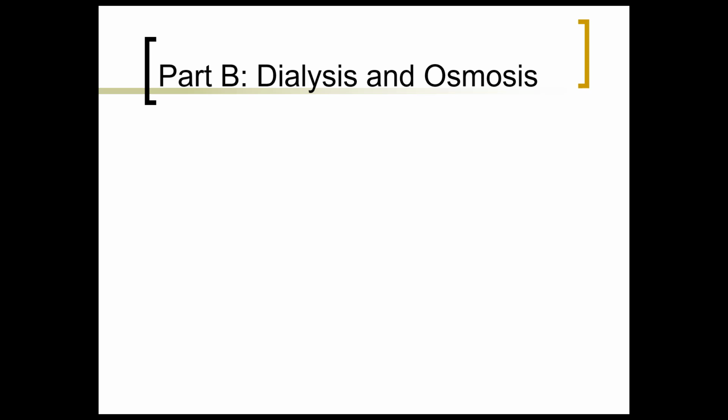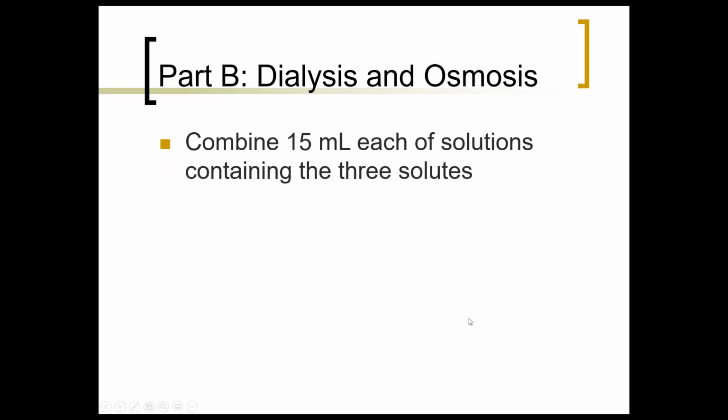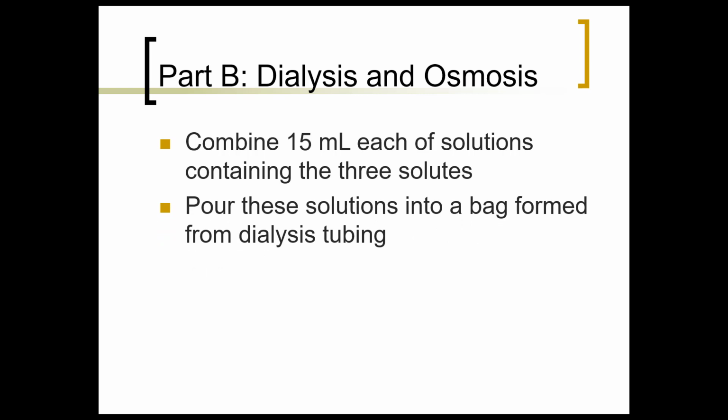In part B of the experiment, we examine the phenomenon of dialysis. We begin by combining 15 milliliters each of the three aqueous solutions: 10% sodium chloride solution, which is the source of the chloride ion, 10% glucose, and 1% starch. The combined solution is poured into a bag made out of dialysis tubing.